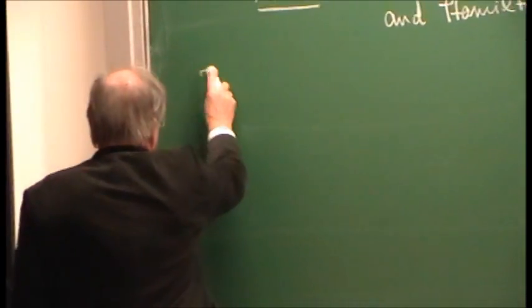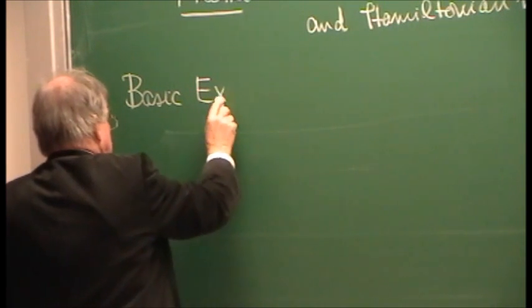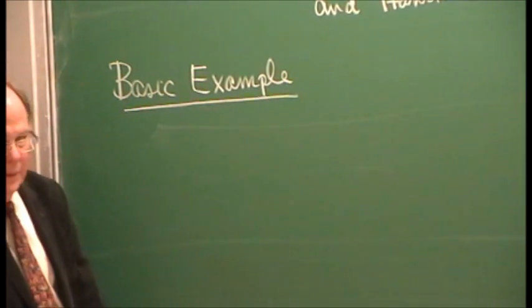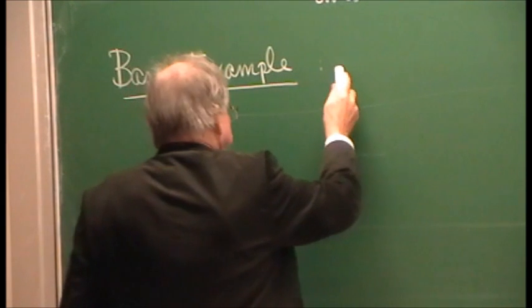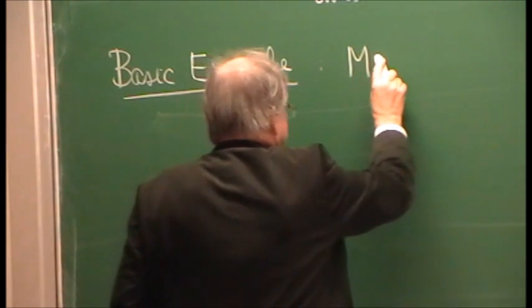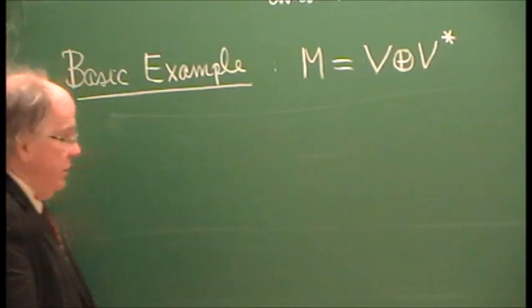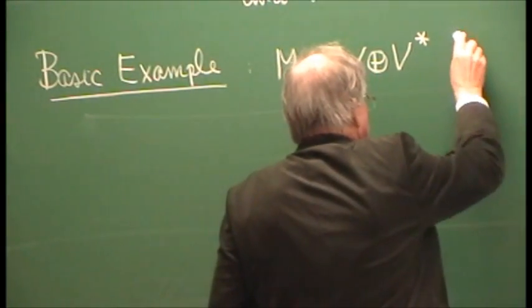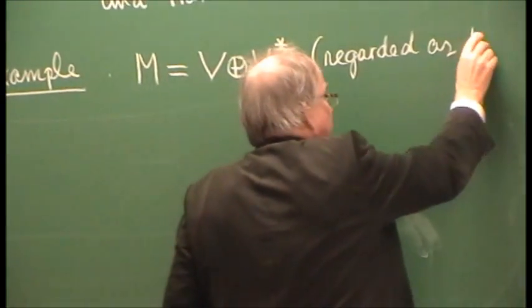So I think it's very good to have, beginning with the basic example. Confusing, this example, but I want to be very careful about it. So the manifold of interest is something we've looked at before. It's a finite dimensional vector space and its dual space, which I regard as the cotangent bundle.